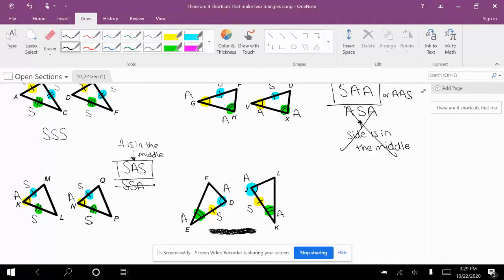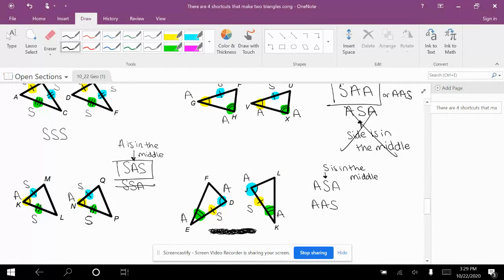So we have two A's and an S. So again, we have two options. We can do angle, side, angle, or we can do angle, angle, side. Tenemos dos opciones aquí. Entonces, la pregunta es, ¿quién está en el medio? The question is, who is in the middle? This option means that S is in the middle. Esta opción significa S está en el medio.